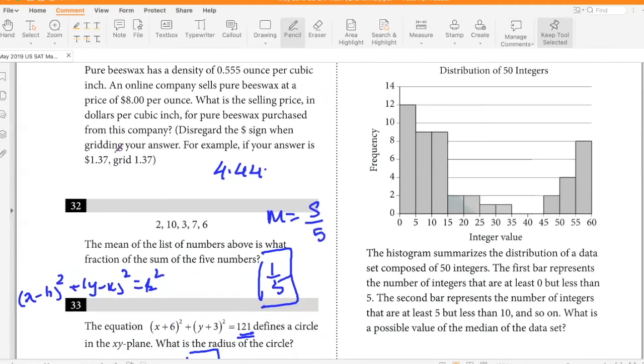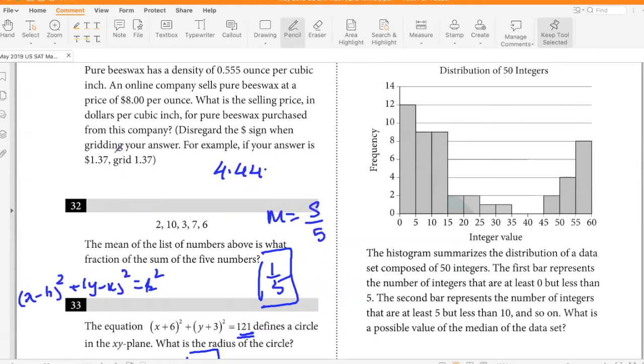Okay, so the histogram summarizes the distribution of a data set composed of 50 integers. The first bar represents the number of integers that are at least 0 but less than 5. The second bar represents the number of integers that are at least 5 but less than 10, and so on. What is a possible value of the median of this data set?